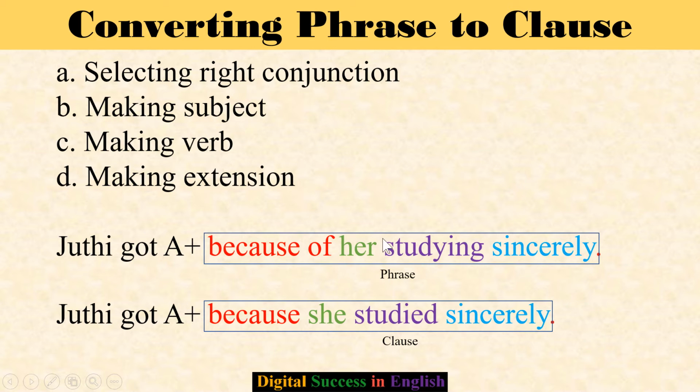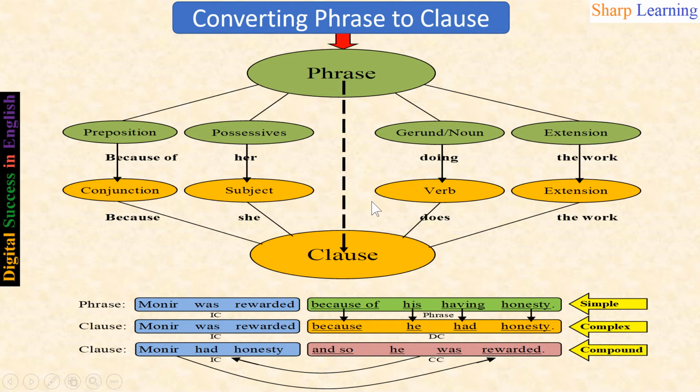Okay, so ensuring these four types of things, we have converted a phrase to a clause. What have we learned from the previous discussion? Look at the figure. This is phrase, this is clause. How can we transfer a phrase into a clause?